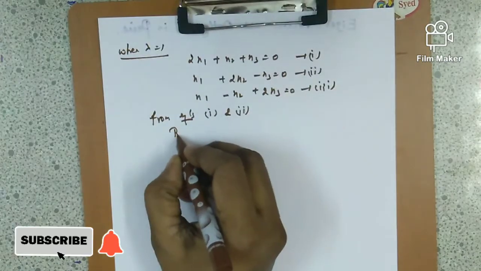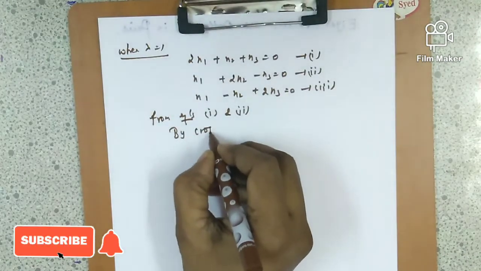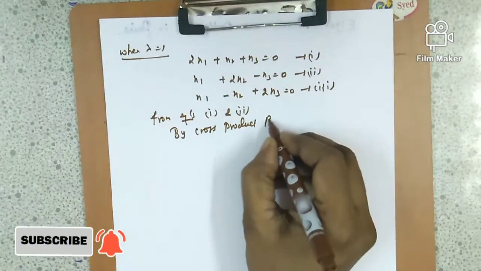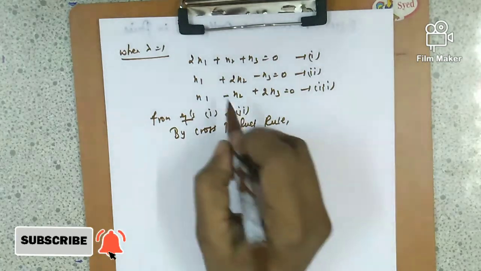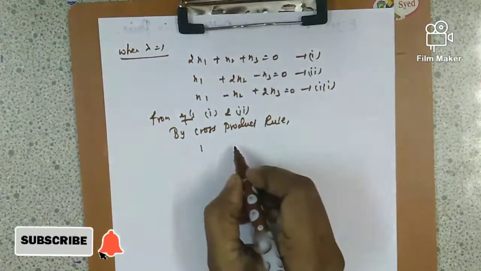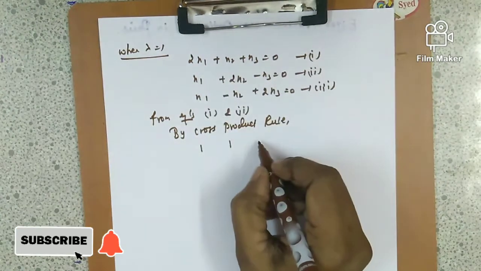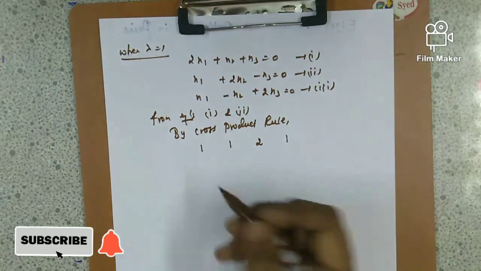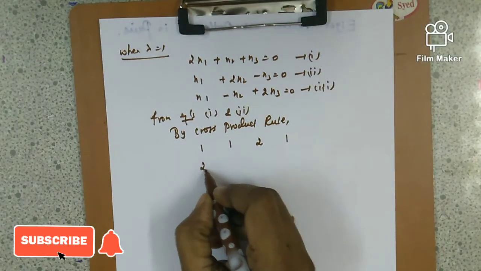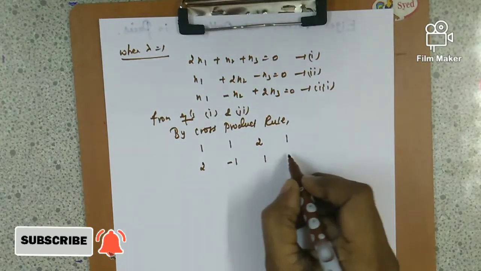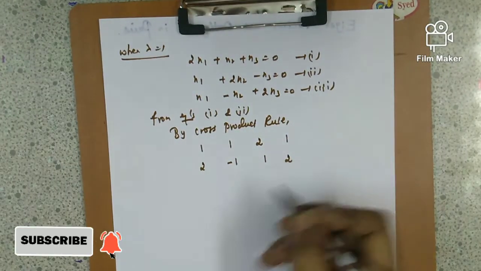By cross product rule, start with the quotient of x2, that is 1, quotient of x3 is 1 and quotient of x1 is 2, again quotient of x2 is 1. From equation 2, the quotient of x2 is 2, quotient of x3 is minus 1, quotient of x1 is 1, again the quotient of x2 is 2.